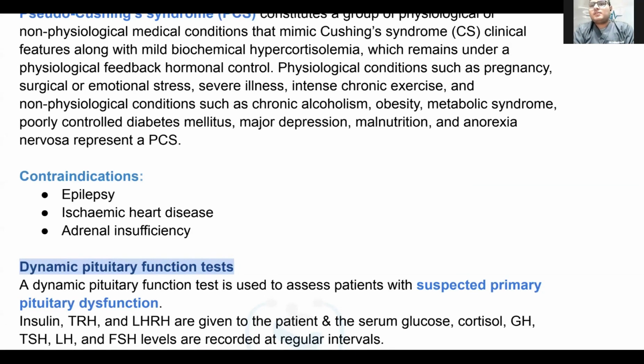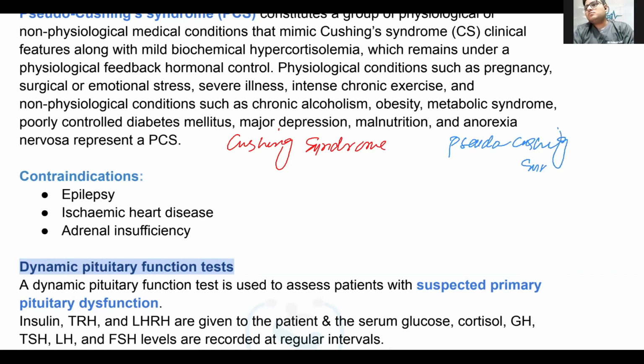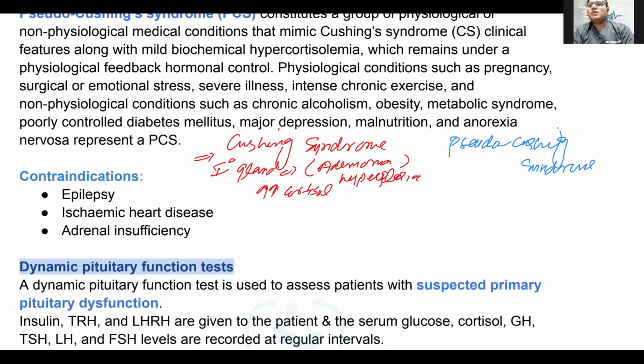First we will see Cushing syndrome, and on the right side, I will tell you the changes in pseudo-Cushing syndrome. In Cushing syndrome, we know that there is a problem in the gland. It is a primary gland problem, either an adenoma or hyperplasia. That is causing the increased level of cortisol, which is excess cortisol in Cushing syndrome.